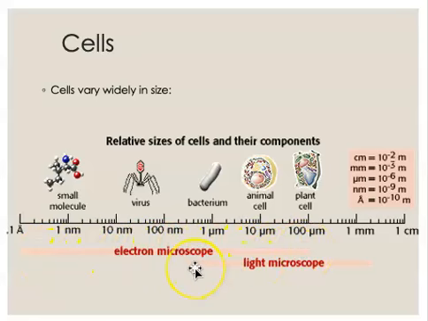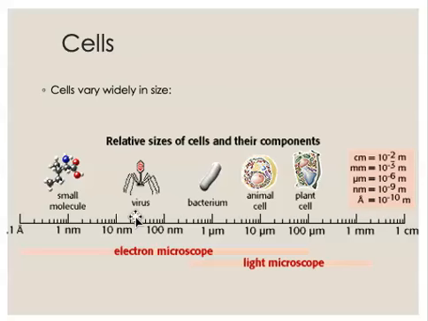I want you to make note of the fact that bacterial cells, and this would also apply to archaeal cells, these prokaryotic cells, are at the very edge of what can be seen with a light microscope. So yes, all cells can be visualized with a light microscope. The smallest type of cell that can be seen is a bacterial cell or an archaeal cell.